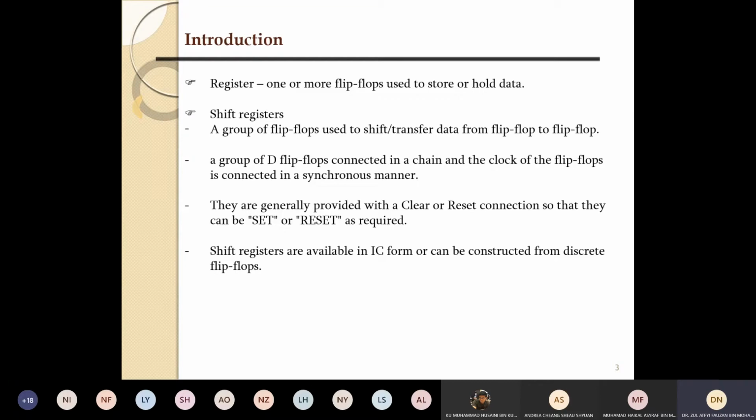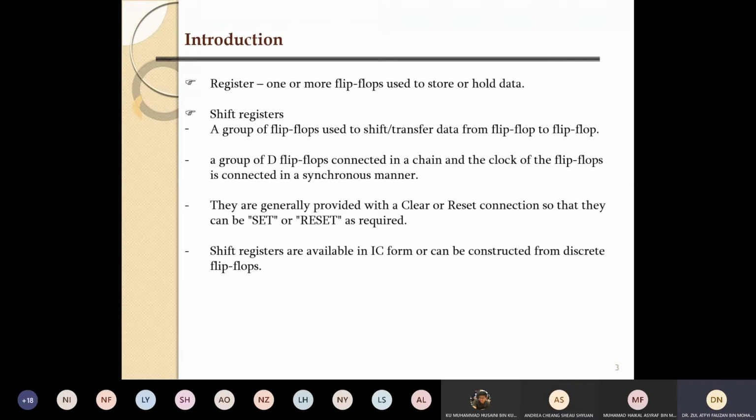Okay, so a register can store data, and then in a shift register, we can move the data from one flip-flop to another. And then a group of D flip-flops is connected in a chain, and the clock of the flip-flops is connected in a synchronized manner. So for shift register, the clock is connected synchronously. Not asynchronously, because asynchronous is a ripple, so we use a synchronous manner.